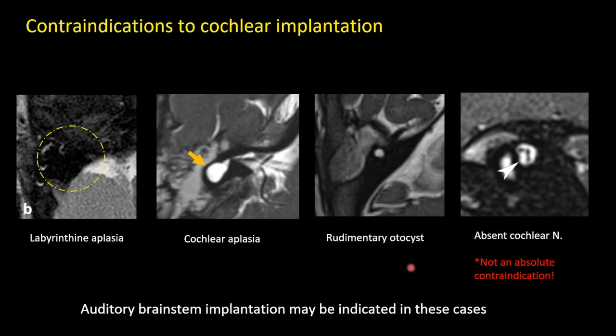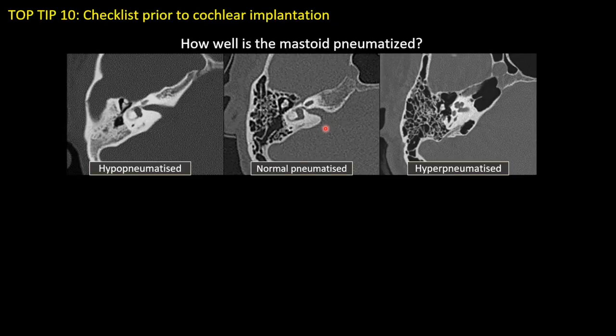And therefore, when we see this appearance, rather than labeling it very dogmatically as cochlear aplasia, we should just say that the cochlear nerve is not clearly identified on imaging, and then based on MDT discussions and other tests, the patient may still be offered a cochlear implantation.